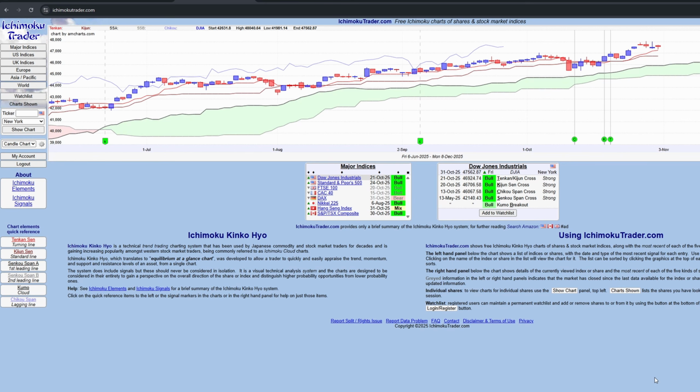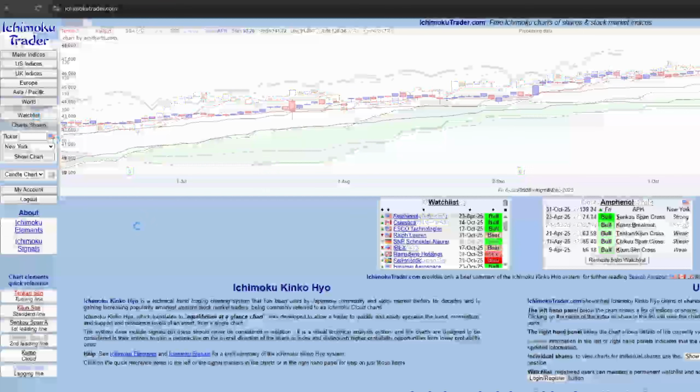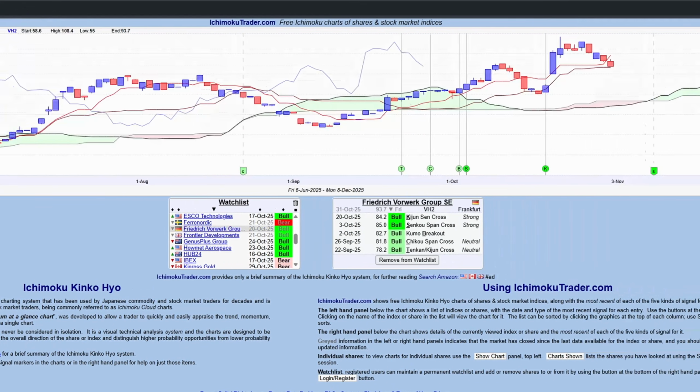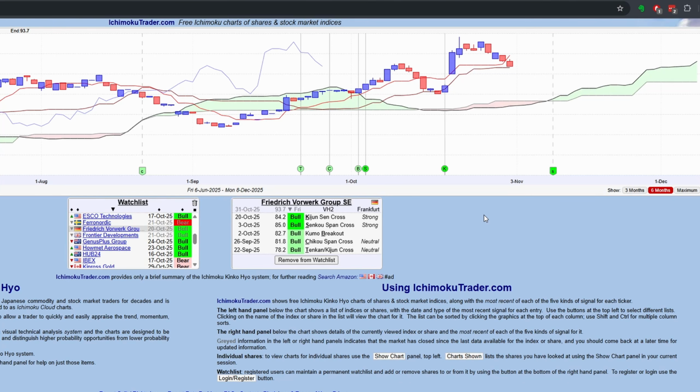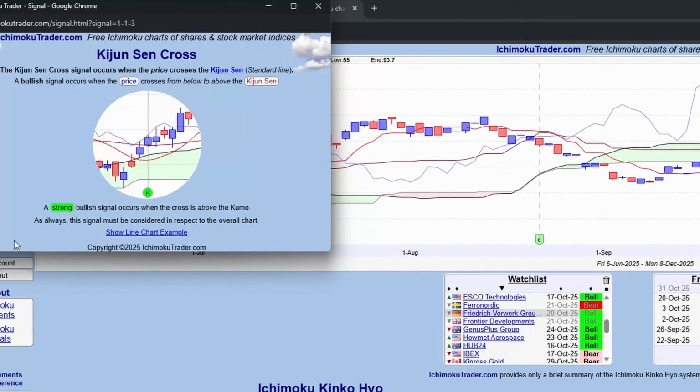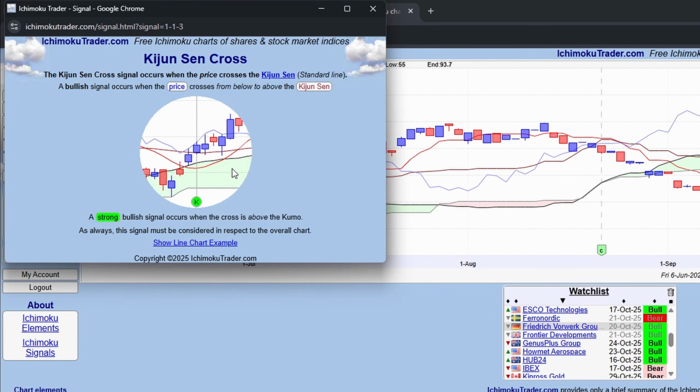Another site that's really useful as well is called ichimokutrader.com. What's good about this website is you can build a watch list. Here's a watch list of stocks that I'm interested in. Let's go to Friedrich. Some of the signals that we talked about, for example, price crossing the medium-term average, the Kijunsen, is a signal, and it highlights it on the chart. If you click on it, it'll pop a window up and explain the significance of it.